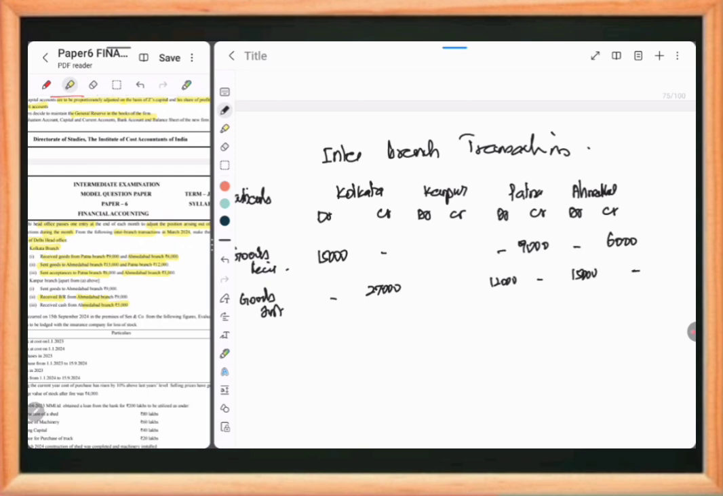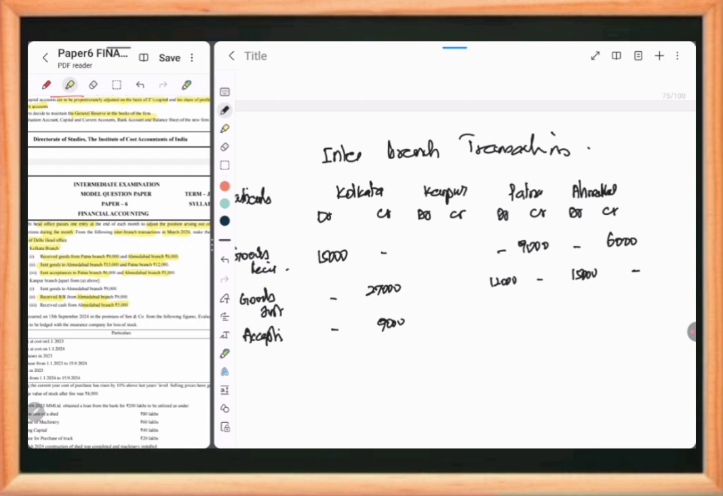And then accepted, bills receivable. Actually, Kolkata branch gives acceptance to Patna and Ahmedabad. How much? 6,000 and 3,000. So total payment, who is the giver? Acceptance giver is Kolkata. So 9,000 rupees bills it is paid. As far as Kolkata branch is concerned, it is a payer.